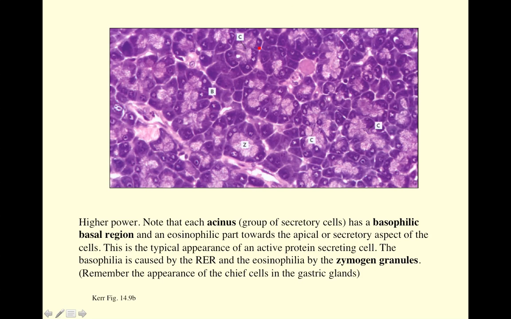So here we've got a number of these secretory acini. These cells, of course, are characterized by basally located basophilia because of the basal rough endoplasmic reticulum, and then the apical portions of the cells have the zymogen granules, which are the proenzymes before they're activated. And very similar in structure to the chief cells in the gastric glands, so typical sort of protein-producing appearance.